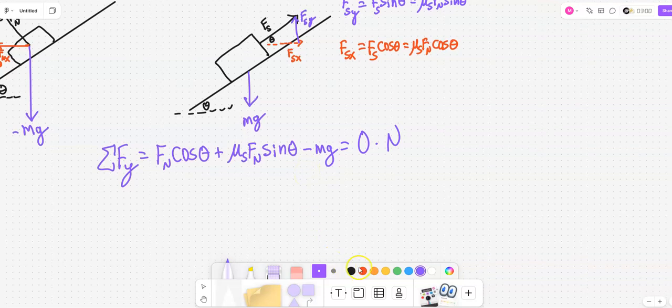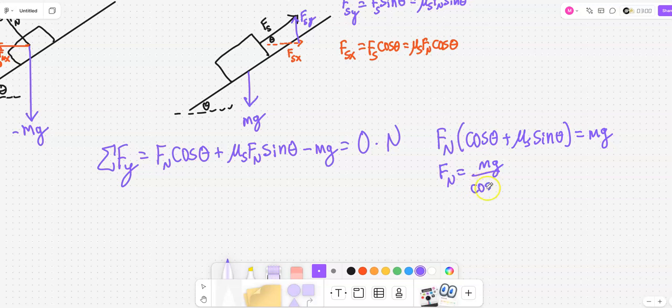And I know I'm going to need to solve that for the normal force like I did before, so let me just do that now. I'm going to factor out my normal force. Cosine of theta plus coefficient of static friction times the sine of theta will equal mg. So the normal force for the minimum is going to be mg over cosine of theta plus mu s sine of theta.